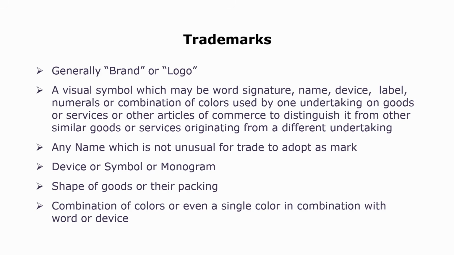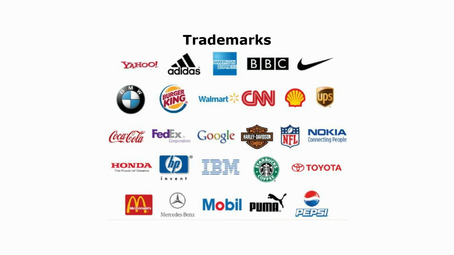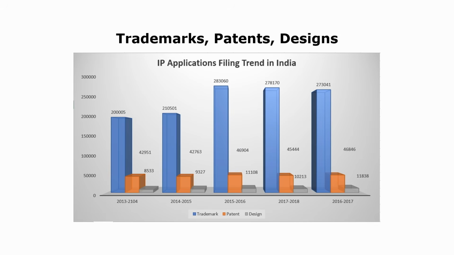Trademarks are generally brands or logos, a visual symbol which may be a word, signature, name, device, label, numerals, or a combination of colors used by one undertaking on goods or services or other articles of commerce to distinguish it from other similar goods or services. We have talked about trademarks previously. Any name which is not unusual for trade to adopt as a mark, device or symbol or a monogram. So, Coca-Cola, McDonald's, in particular the plus symbol for certain trademarks, shapes and goods of their packaging, combinations of the colors. So, a lot of these things add to the trademark. These are some examples. We are looking at all the different trademarks like McDonald's, Honda, Coca-Cola, BMW. These are quite well known.